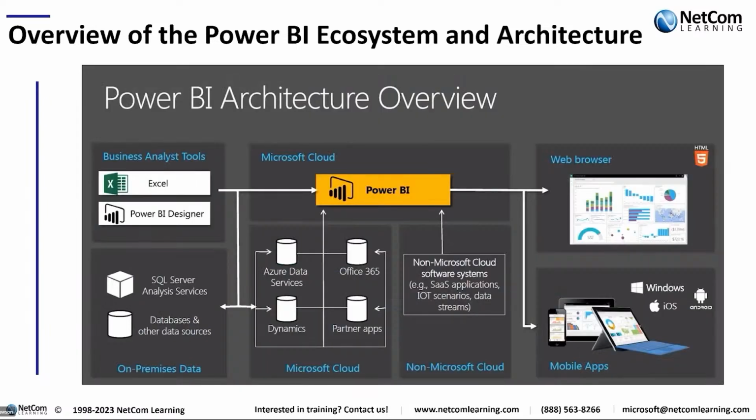But we also have the capability of creating Power BI architecture for smaller types of data. In this example, we've got data that's coming in from a number of locations. We have our standard business analyst tools, which would be things like Power BI Designer or Power BI Desktop and Excel. We have our on-premise data sources as an example, so we would have things like SQL Server Analysis Services and a number of different databases that the data would be stored in. From there, we will then start using the cloud to help present that information.